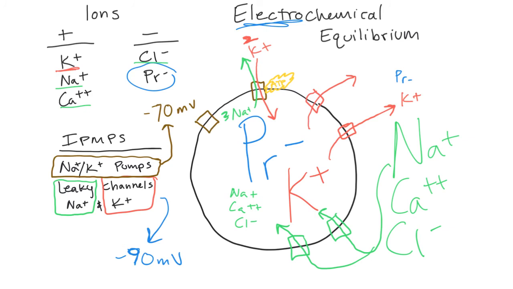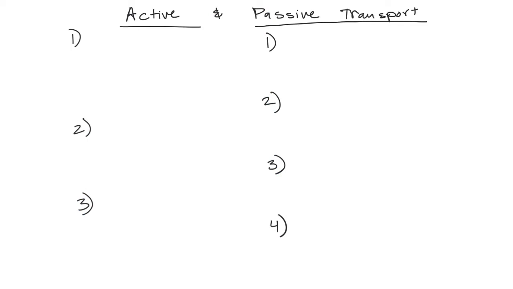Okay, let's talk about or review these active and passive transports. We already mentioned a couple. These are definitely important when talking about cellular processes. So, for example, digestion and absorption. How do we break down sugar and then how do we get it into our bloodstream? It's going to depend on these active and passive transport processes. We just talked about electrochemical equilibrium, again, based on active and passive transport.